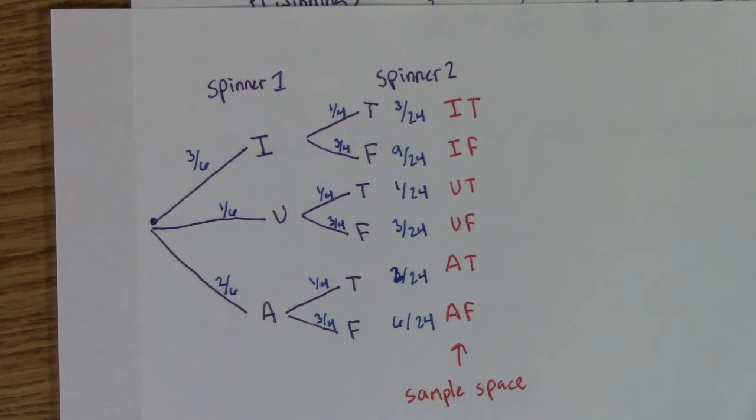At the end of the day, a tree diagram and an area model are just 2 ways to represent the same information. Here's the advantage. A tree diagram is the only one you can use when you have more than 2 events. Okay, I want you to be very careful. Tree diagram is the only one you can use if you have more than 2 events. Because here's what I want you to consider.